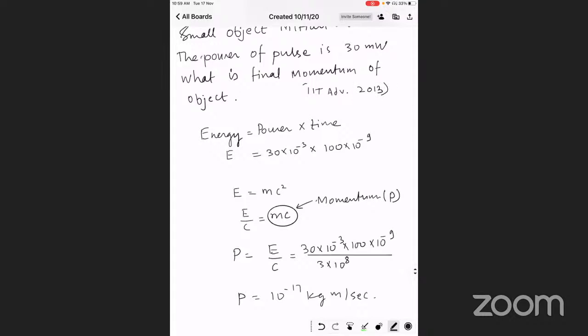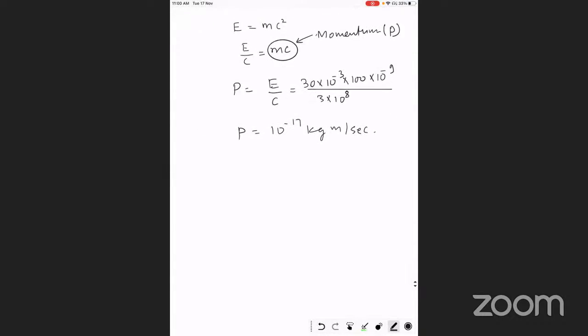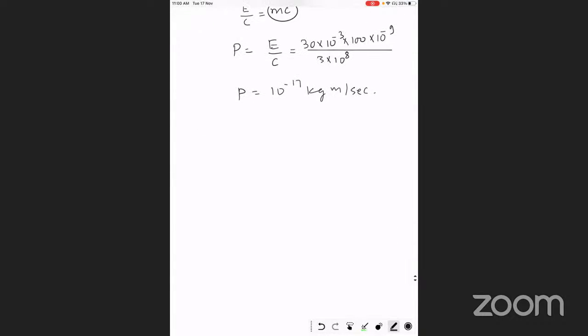This question is from IIT Advanced 2013. Done? Ready for next? I will send you this file. Wait, next. This question is lengthy. It will take some time to solve.